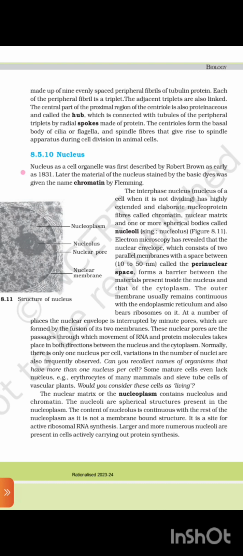8.5.10 Nucleus. The nucleus as a cell organelle was first described by Robert Brown as early as 1831. Later, the material of the nucleus stained by basic dyes was given the name chromatin by Flemming.